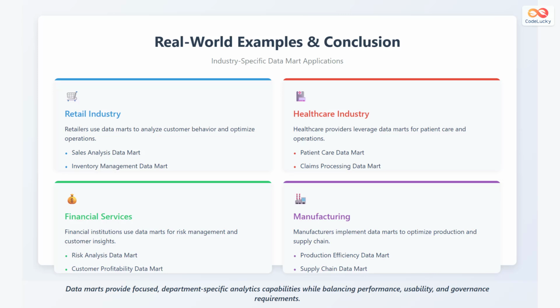In manufacturing, data marts are implemented to optimize production and supply chain, with examples including production efficiency, supply chain, and quality control data marts. In conclusion, data marts provide focused, department-specific analytics capabilities while balancing performance, usability, and governance requirements.